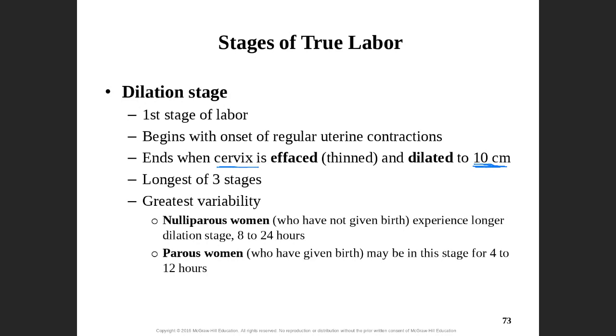So the dilation stage is the longest, and it varies from woman to woman. Normally and usually the trend is, if you've never had a baby before, we refer to those ladies as nulliparous, this stage will usually take a little bit longer, anywhere between 8 to 24 hours. I've seen some patients where it's been up to 36, 40 hours. Again, it can be long. Then in women that have given birth, parous women, the stages can be significantly shorter, anywhere from 4 to 12 hours.